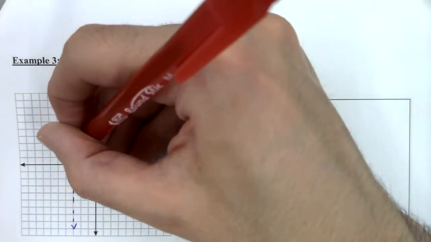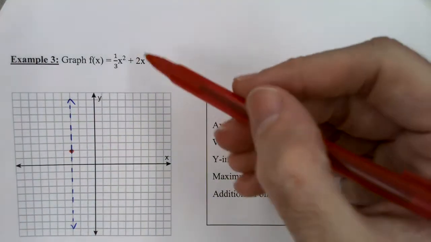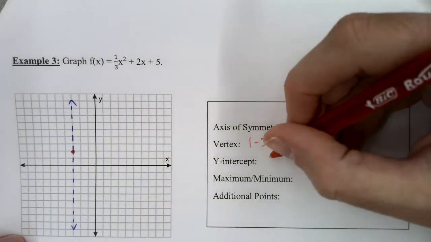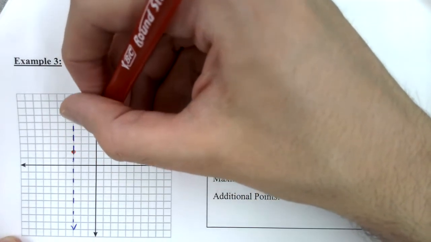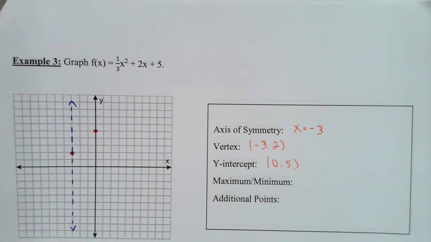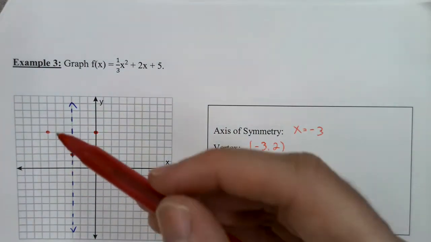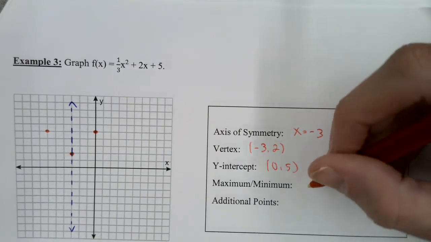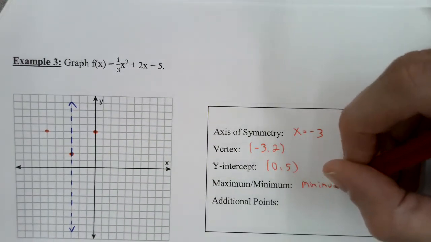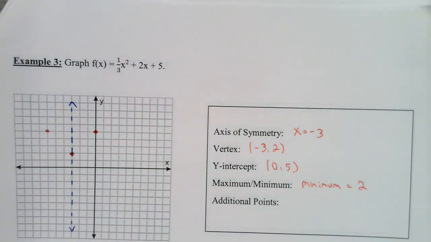Side note, this is positive for a. a is positive, so this graph is going to open up. The y-intercept is that point right there. So 0, comma 5. Let's graph that. And then let's reflect that across the axis of symmetry. So when you reflect that across the axis of symmetry, it brings you right there. And by doing that, we can see we have a minimum, and the minimum value is always the y value of the vertex. So the minimum value equals 2.